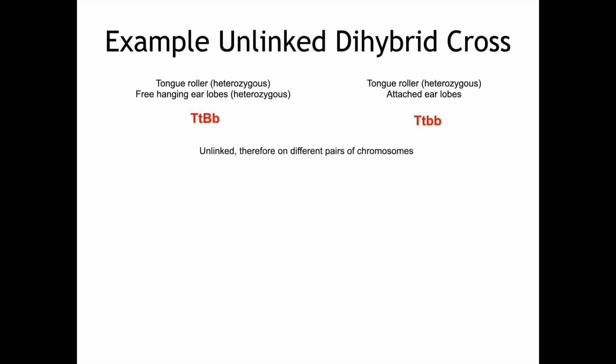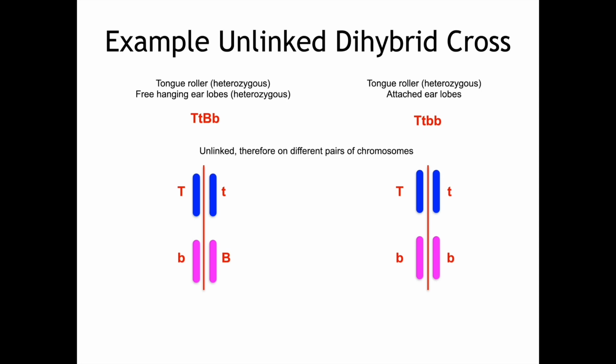So, since they are unlinked, these genes are on different pairs of chromosomes. So I'll illustrate this here, and I strongly encourage you when you're doing your dihybrid crosses to draw a diagram out like this so you can really visualize where the genes are. Now, if we take a look first on the left-hand side, note that the gene for the tongue rolling on the top pair of chromosomes, you have the dominant allele on the left and the recessive on the right, uppercase T on the left, lowercase t on the right.